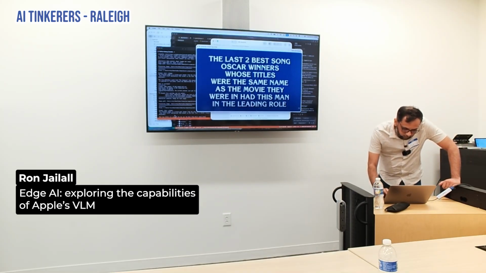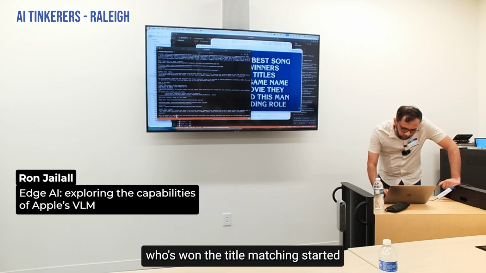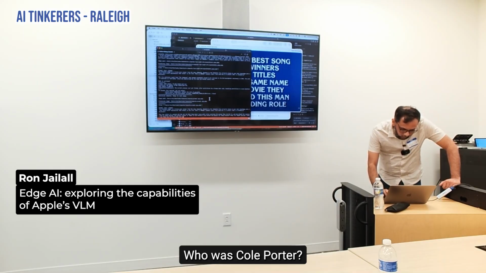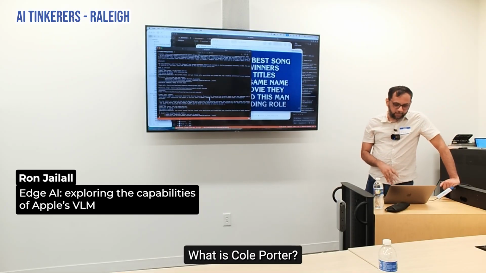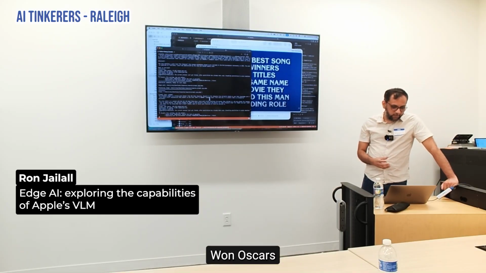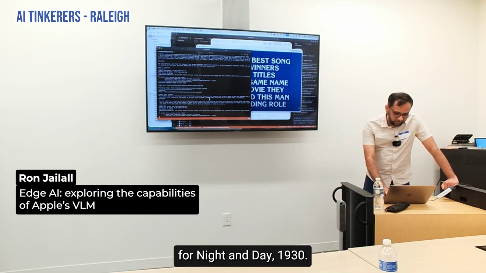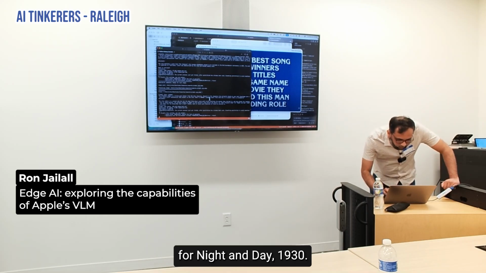So, yeah, this clue refers to the person who's won the title, matching the starter and who played in the leading role. The correct character is who was Cole Porter. What is Cole Porter? I don't know if that's the right answer. What is Cole Porter? Cole Porter won Oscars for Best Original Song for Night and Day, 1932.